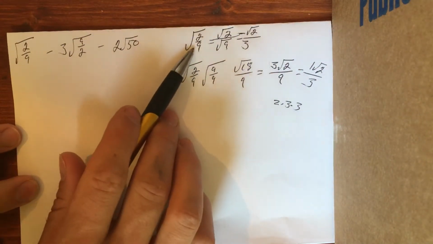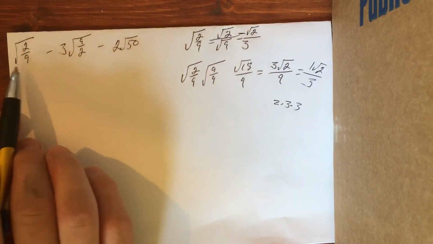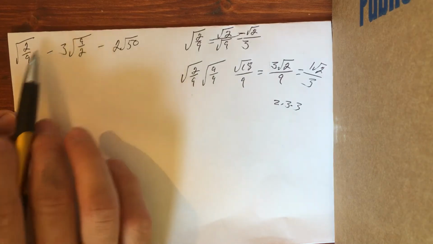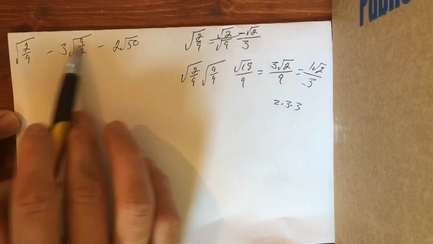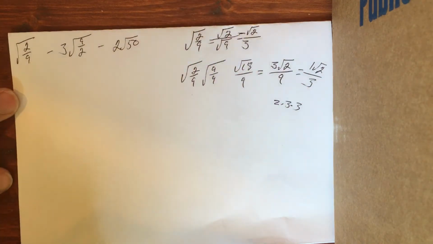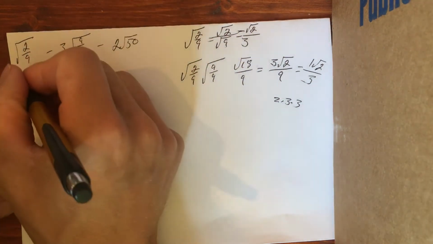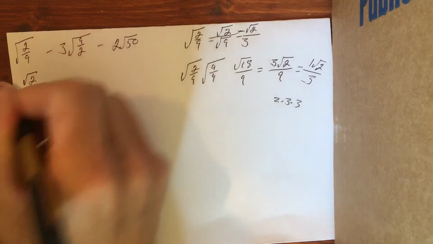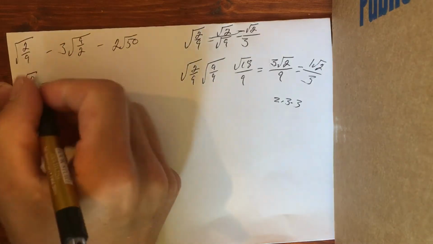Since it's a perfect square under the radicand here, I'm going to instantly pull those out just to keep my numbers as small as possible, and I think it makes it work more easily. So we change this to the square root of 2 over 3, and we know the square root of 9 is 3.